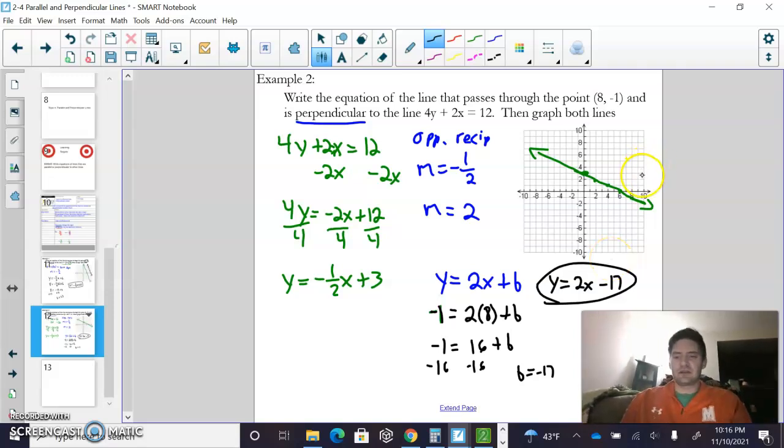Then we're going to find the point (8, -1), which ironically goes through our green line here. And then we're just going to go over 1, up 2. And you can kind of see where you've made that right angle. The super important thing is that you have slopes that are opposite reciprocals when you're talking perpendicular.